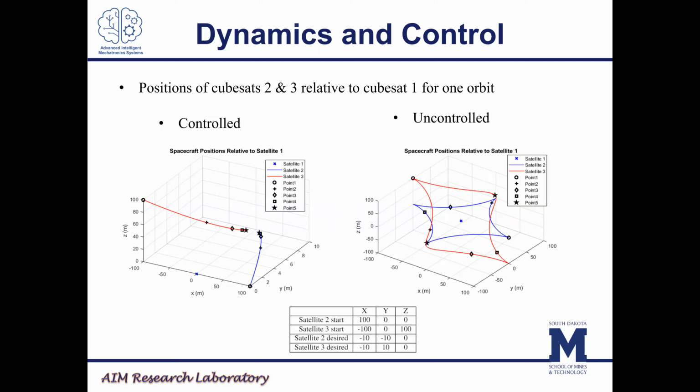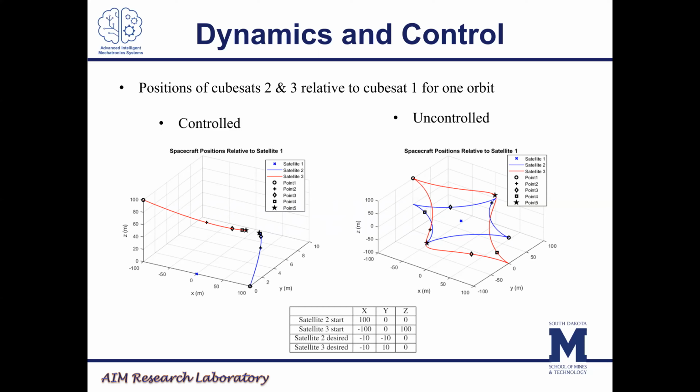So we've got CubeSat 1 started in a 100 kilometer orbit. We've got CubeSat 2 starting at an X offset of 100 meters. CubeSat 3 is starting at minus 100 X and plus 100 Z. And they both have a goal position of plus or minus 10 meters in X, and then plus or minus 10 meters in Y. And the uncontrolled system without a controller, the satellites just oscillate about it.